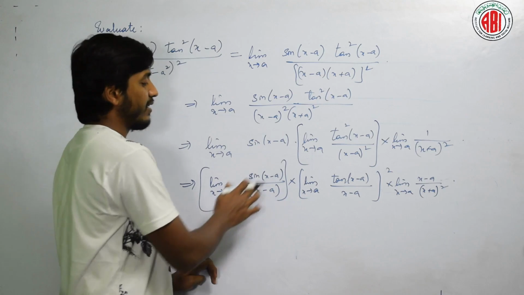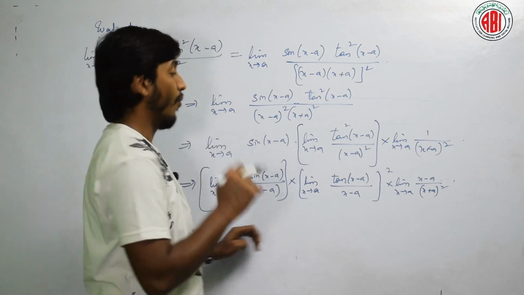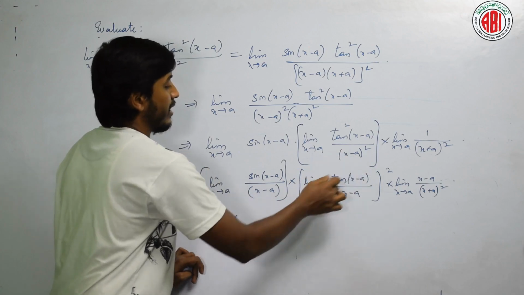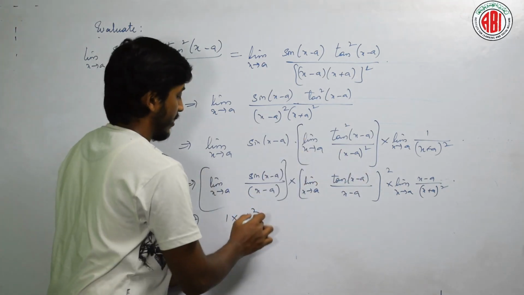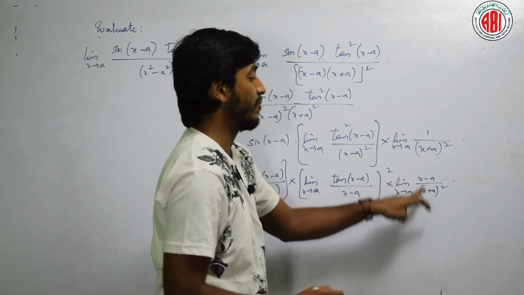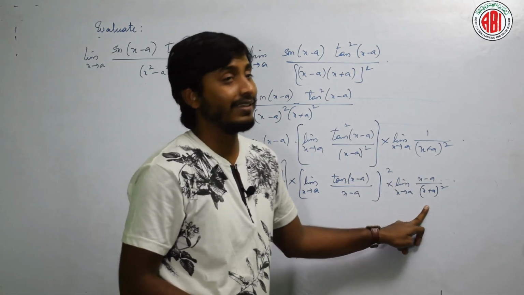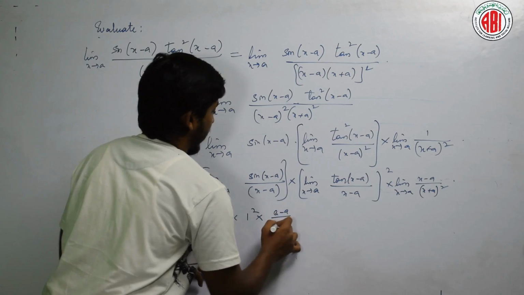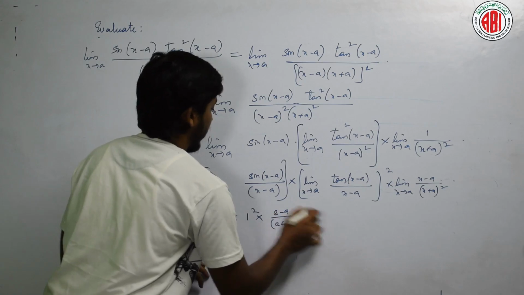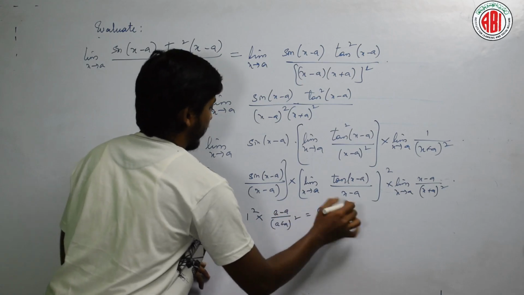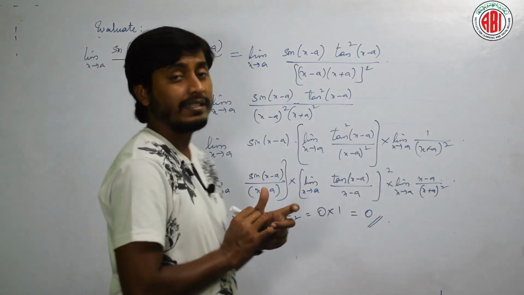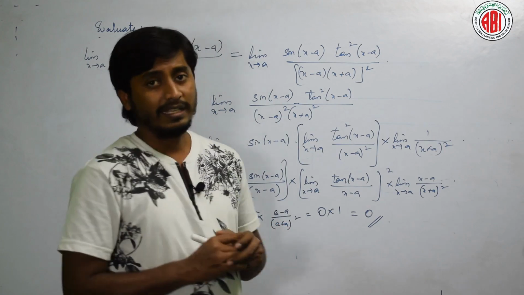Now tell me, what is this? As limit x tends to a, sin x by x is 1, this is 1 into limit x tends to a, tan x by x is 1 square, into again limit x tends to a, x minus a by x plus a, that is just substitute a in the place of x, a minus a by a plus a whole square, that is a minus a is 0, 0 into something is always 0. Is it right? Is it okay?